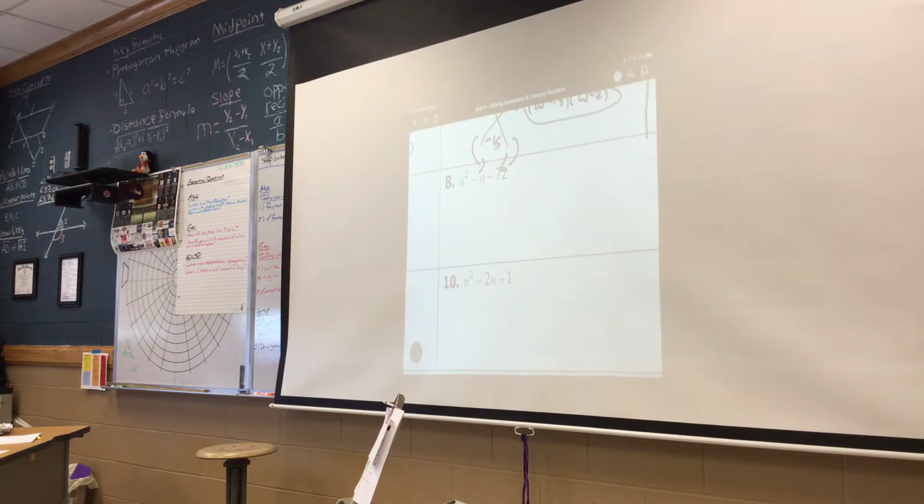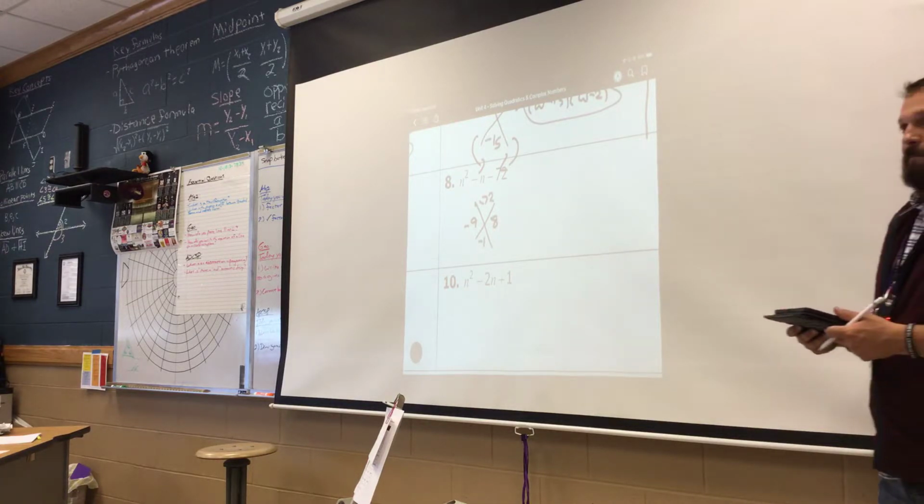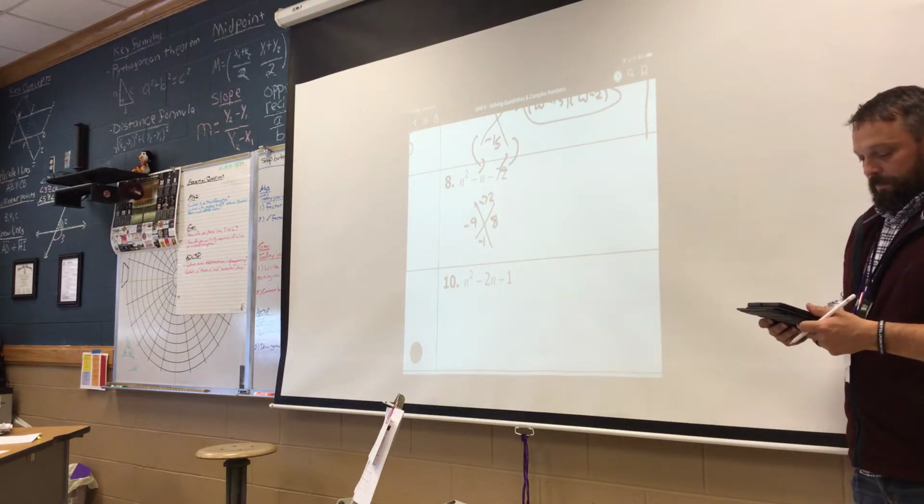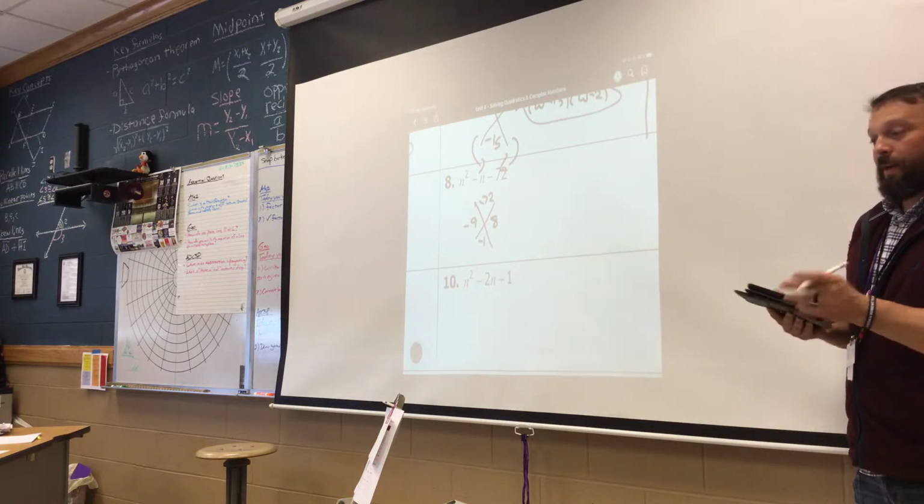All right, so the next one. Negative 72 and a negative 1. What y'all come up with? Negative 8 and 9. Positive 8 and negative 9, because it's got to be a negative 1, doesn't it? So you got to watch those signs.